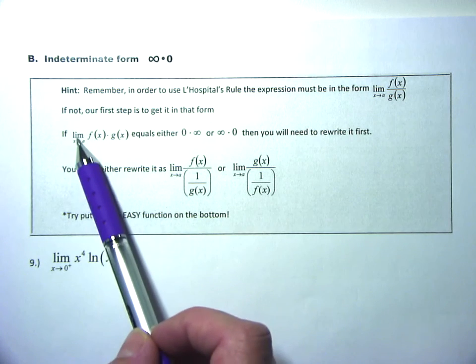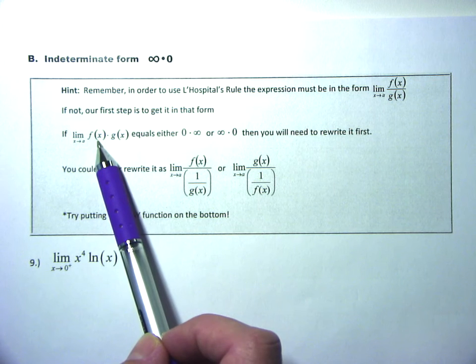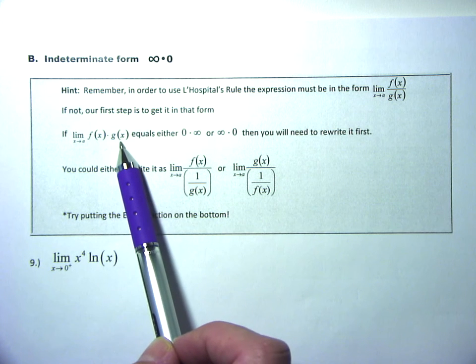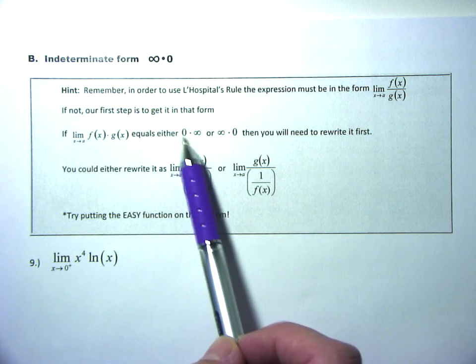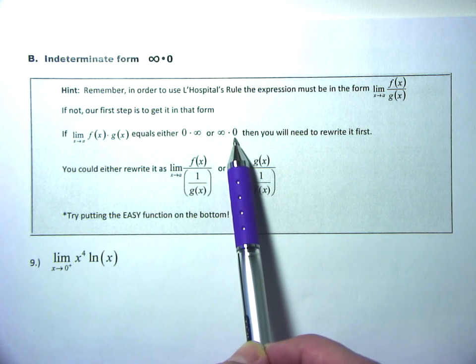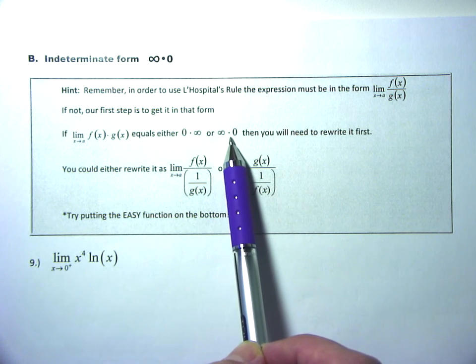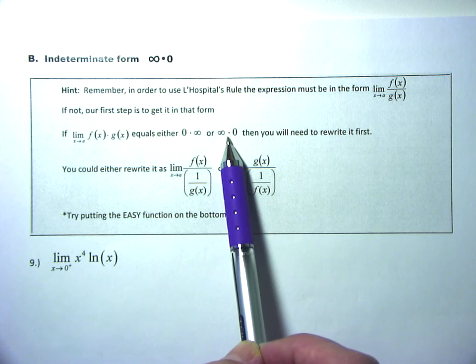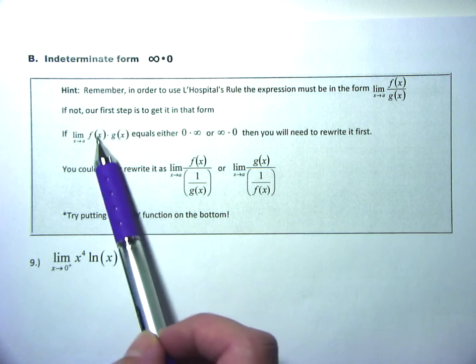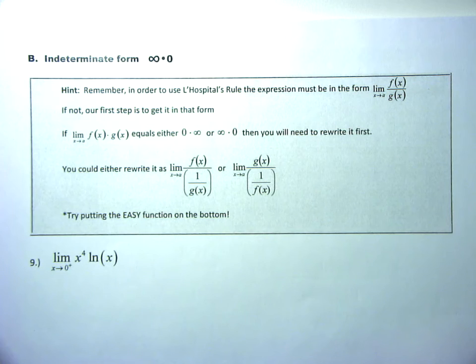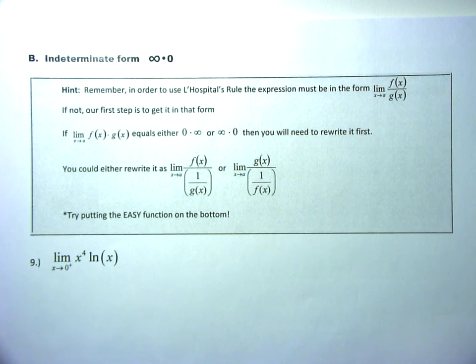If we are faced with a limit as x approaches a of f of x times g of x, and this limit, when you plug it in, equals either 0 times infinity or infinity times 0, then you could possibly get the indeterminate form that you're looking for out of this, but it means that one of these two functions will have to be moved to the denominator. Well, you can't just move it. You have to make sure that your function remains equivalent to the original expression.